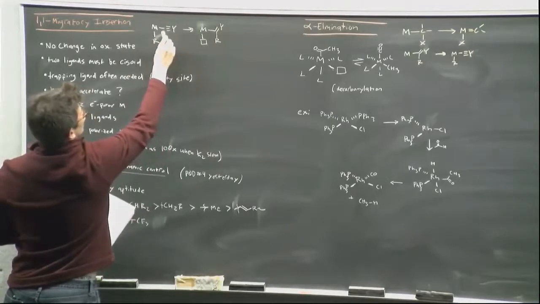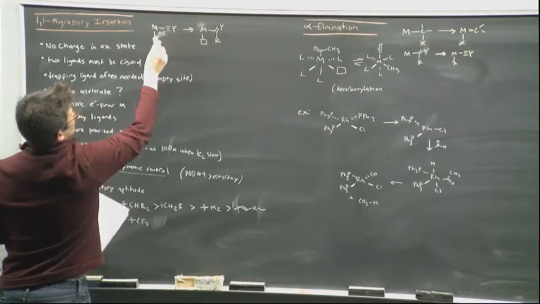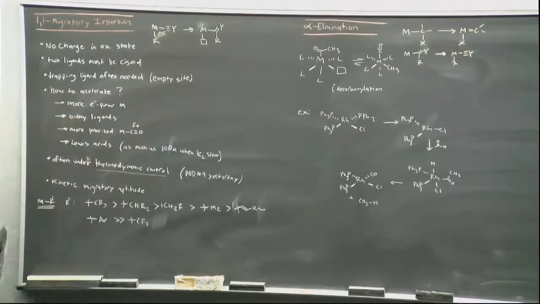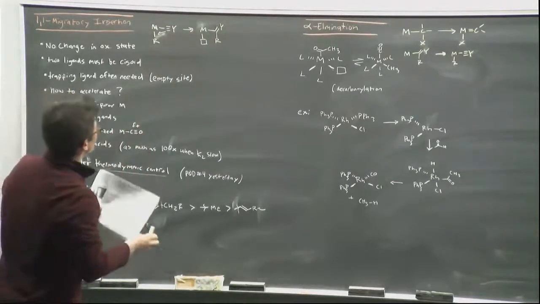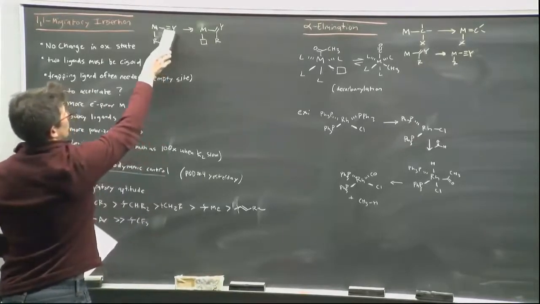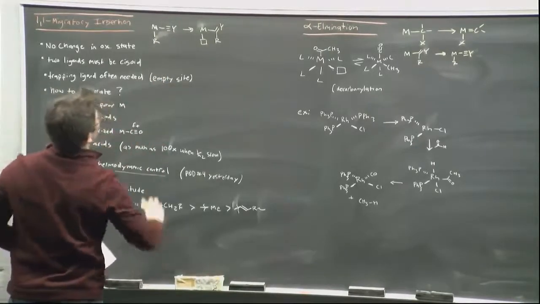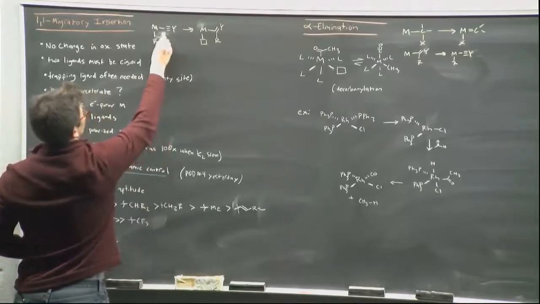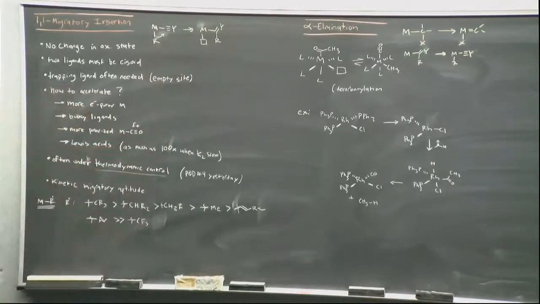In some cases, there's evidence supporting that the transfer can happen in the opposite direction. But in any case, the details of this aren't that important. In general, you can think about the R group being the nucleophilic component here. And so some of the general features are that there is no change in oxidation state, so this is true of 1-1 and 1-2 migratory insertion.